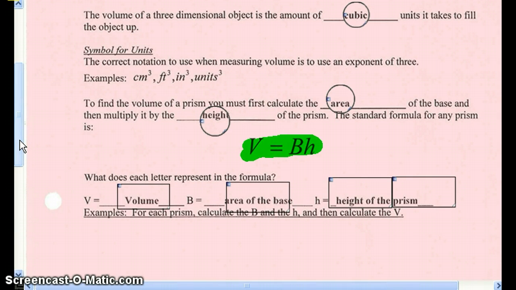Turn to the next page, and I want you to calculate the area of the base and the height, and then find the volume of each prism.